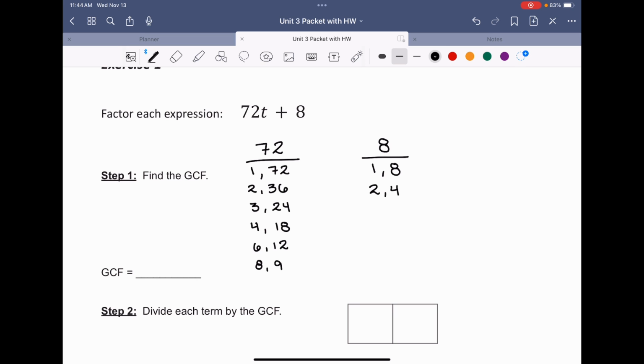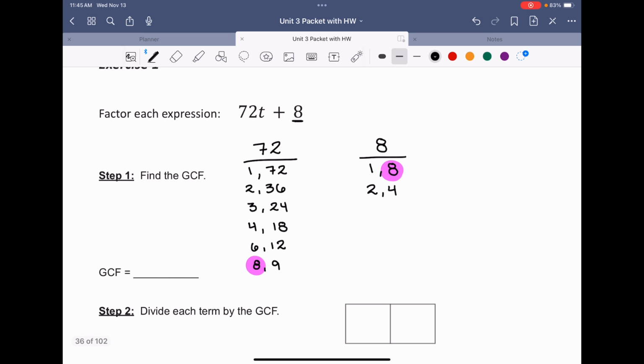So I'm going to find the greatest common factor. The largest factor for 8 is 8, and 8 does go into 72. So a lot of times that's the first thing you want to check is if the smallest number that's in your expression can be evenly divided or evenly put into the larger number. So 8 goes into 72 9 times. So our greatest common factor is 8.